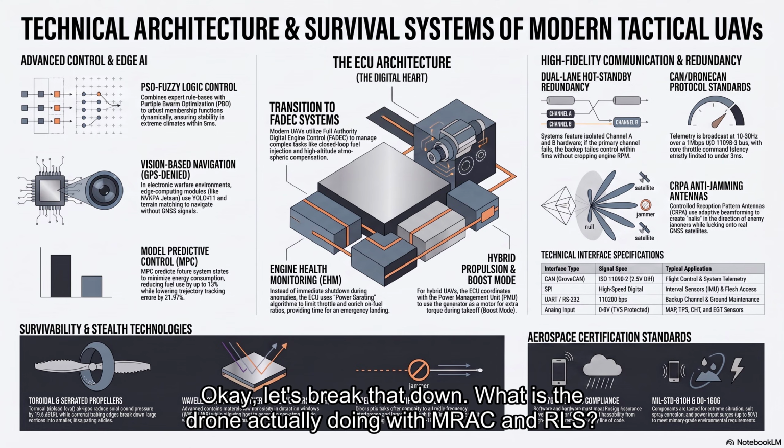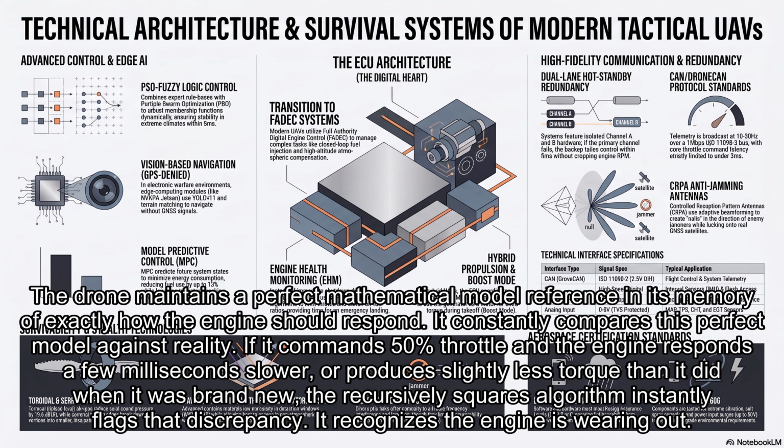Okay, let's break that down. What is the drone actually doing with MRAC and RLS? The drone maintains a perfect mathematical model reference in its memory of exactly how the engine should respond. It constantly compares this perfect model against reality. If it commands 50% throttle and the engine responds a few milliseconds slower, or produces slightly less torque than it did when it was brand new, the recursive least squares algorithm instantly flags that discrepancy. It recognizes the engine is wearing out.